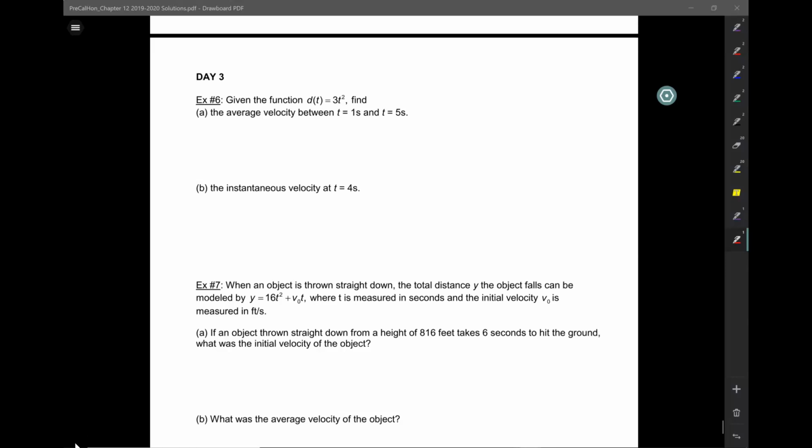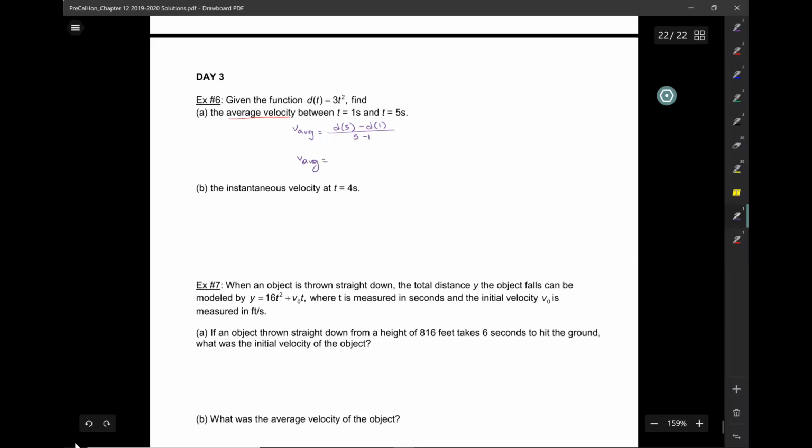Given the function d of t is equal to 3t squared, this is a position function. We need to find the average velocity between t equals 1 and t equals 5 seconds. So average velocity, we write it as v average. We don't write v of t because that's known to be instantaneous. It is equal to d of 5 minus d of 1 over 5 minus 1.